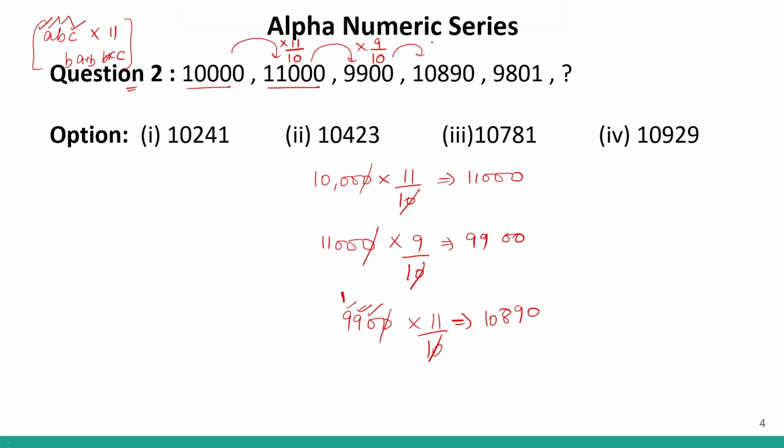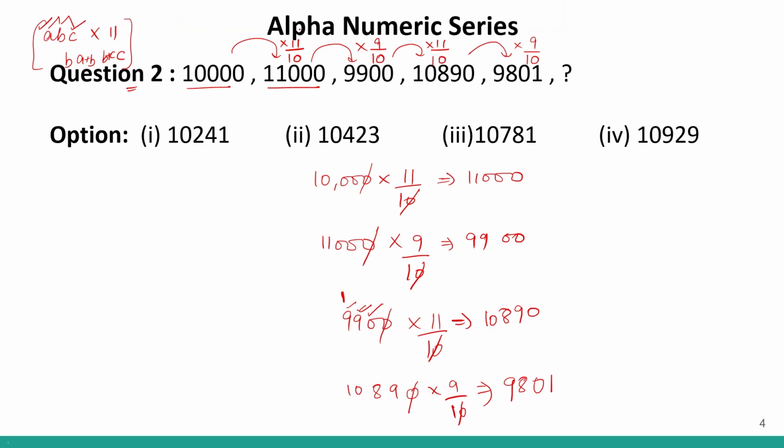So this is basically multiplication by 11 by 10. Now let us multiply this again by 9 by 10, because this is the pattern. So if I multiply 10890 by 9 by 10, 0 and 0 will cancel out. So 9 into 9 is 81, 8 will be carried. 9 into 8 is 72, 72 plus 8 is 80, so 0, 8 will be carried. 9 into 0 is 0, 0 plus 8 is 8, and 9 into 1 is 9. So I will get 9801. If I multiply 9 into 1089, I will get 9801.